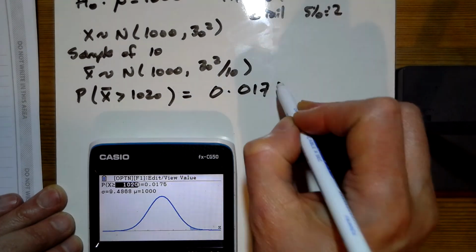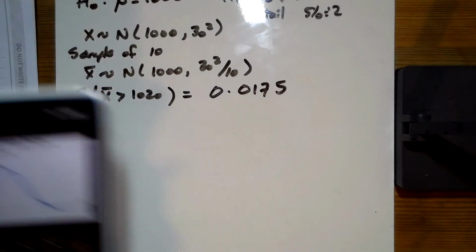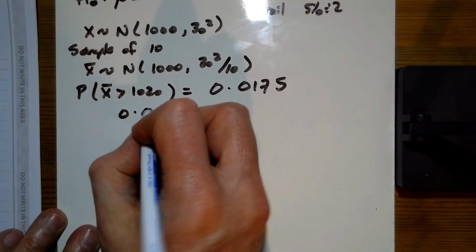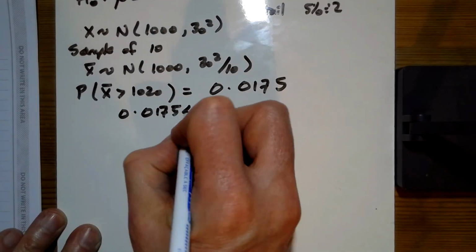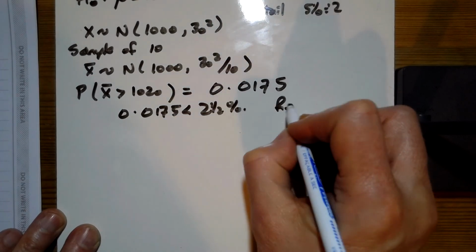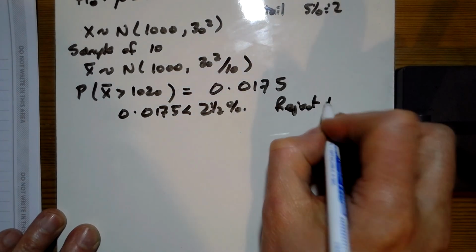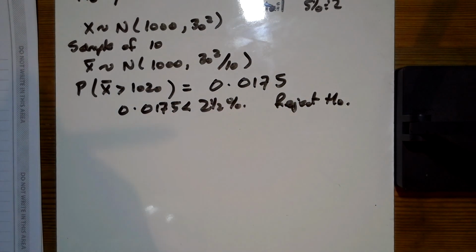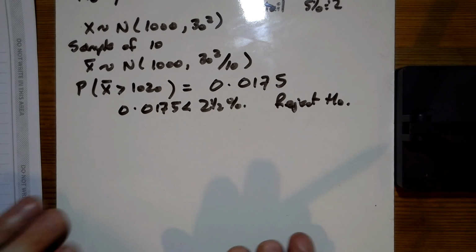So, 0.0175, that is small. And so 0.0175 is less than 2.5%, and so we will reject H0. And we'll write the words as well. There is evidence that the mean weight of the flour in the bags is different to 1,000, or there is evidence of a change in weight and things like that.